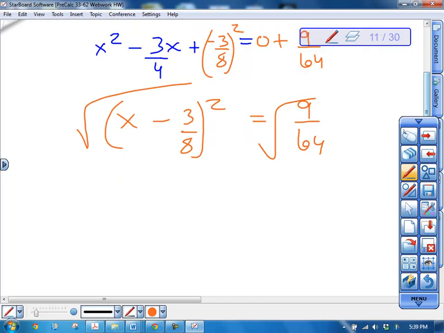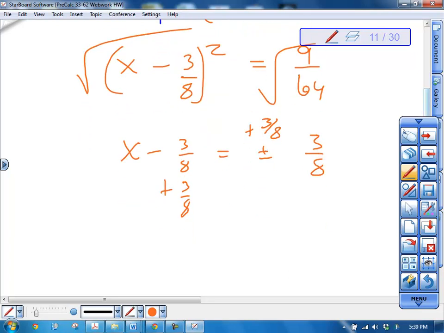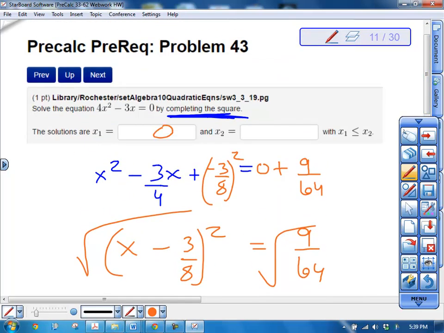And now I can take the square root of both sides, which gives me x minus 3/8 equals plus or minus 3/8. And so when I add 3/8 to both sides, I get x equals 3/8 plus 3/8 would be 6/8. So that's one of the answers, which reduces to 3/4. And then the other answer is 3/8 minus 3/8, which is 0. So 3/4 and 0, and they wanted the smaller one first.